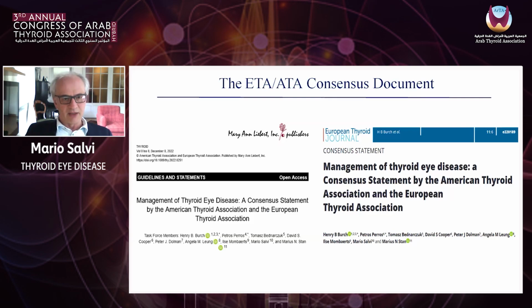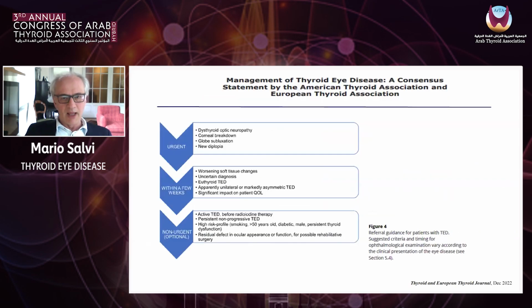Recently, at the end of 2022, this document was published by the task force of both the European Thyroid Association and the American Thyroid Association, to try to find a consensus based on what is available in terms of therapy in both Europe and the United States of America. The main scope of this document was to provide guidelines on how to proceed and approach the disease.